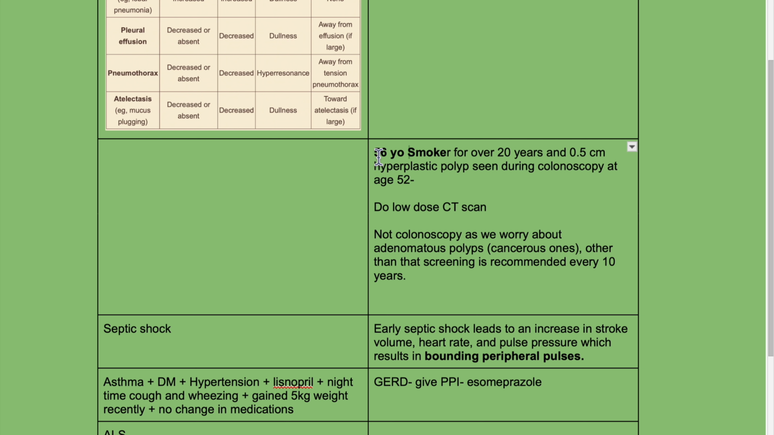But this is a 56-year-old and a smoker, and has been for over 20 years. We do low dose CT scan, not colonoscopy, as we worry about adenomatous polyps, cancerous ones. Other than that, screening is recommended every 10 years. So we are going to screen him for lung stuff. Okay.